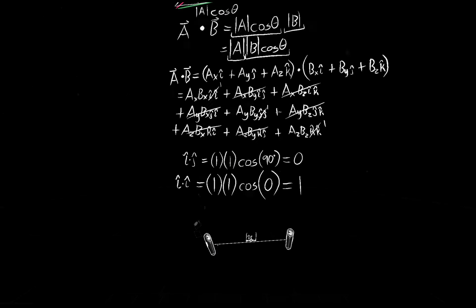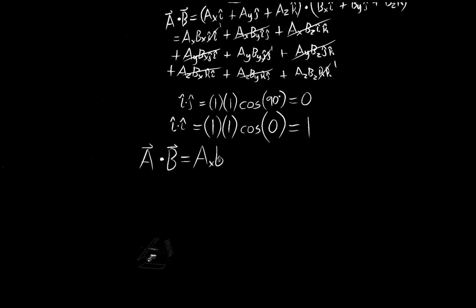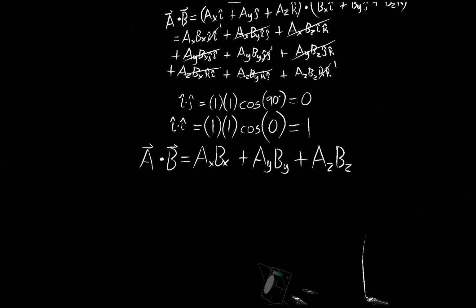Now we can just clean it up and report what we're left with. So the dot product of A and B is equal to AX BX plus AY BY plus AZ BZ. Notice the result of a scalar or dot product is a scalar, hence the name.